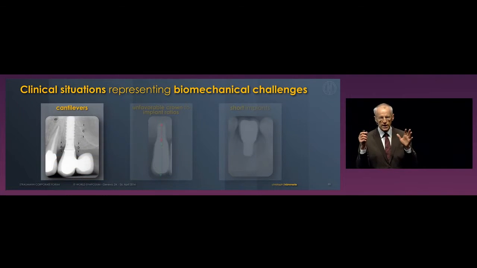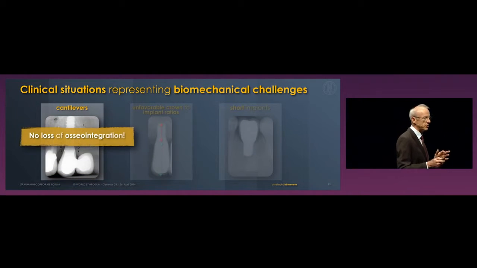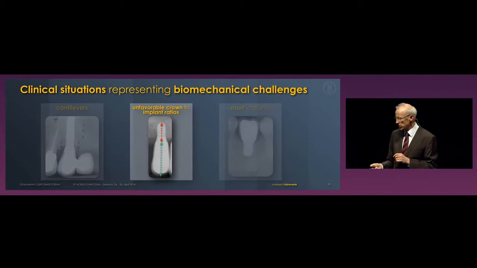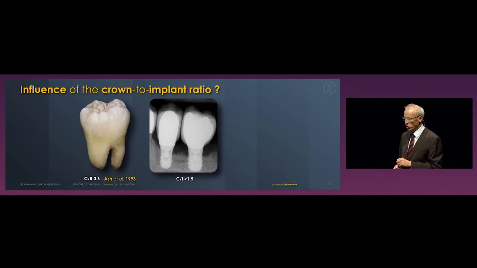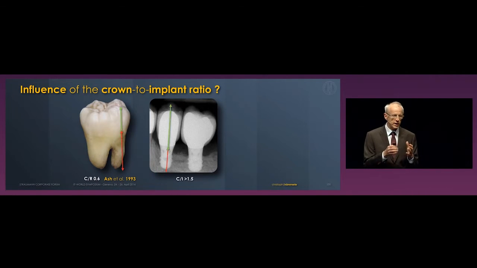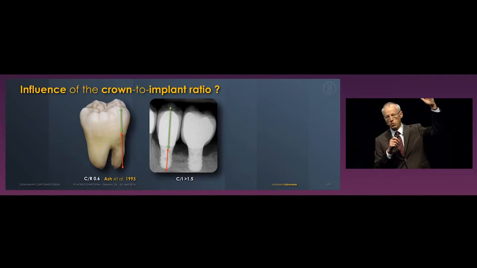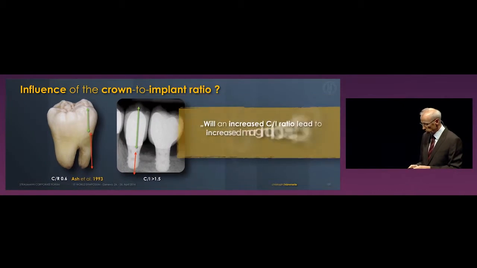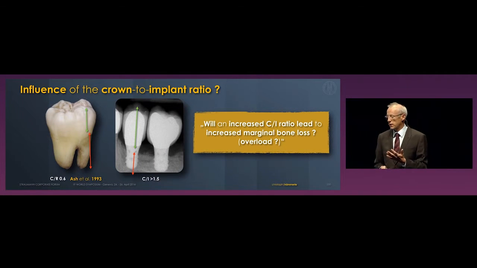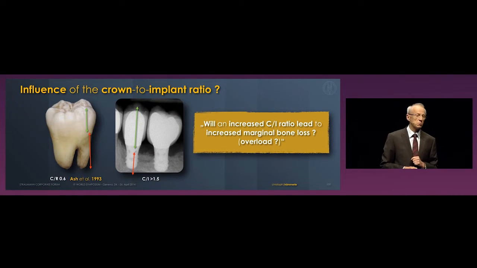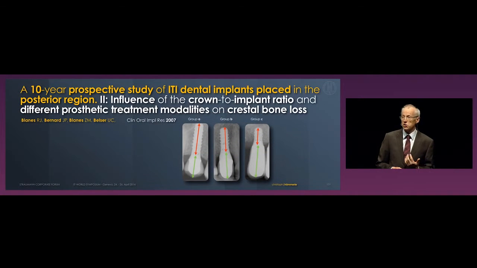So if you look at the cantilever literature, and I cannot show everything, the conclusion is that there's no loss of osseointegration. If we move on to unfavorable crown to implant ratios, what does the literature show? Well, we're talking about something which is given in a tooth and which we influence by the length of the implant and the distance from the crest to the opposing jaw. And the question we're asking is, will an increased crown to implant ratio lead to increased marginal bone loss? And that would be an indication of overload.